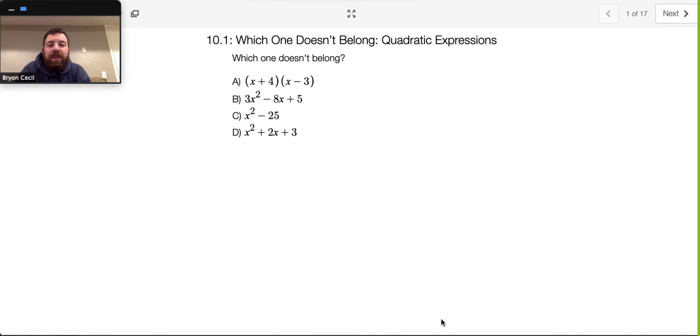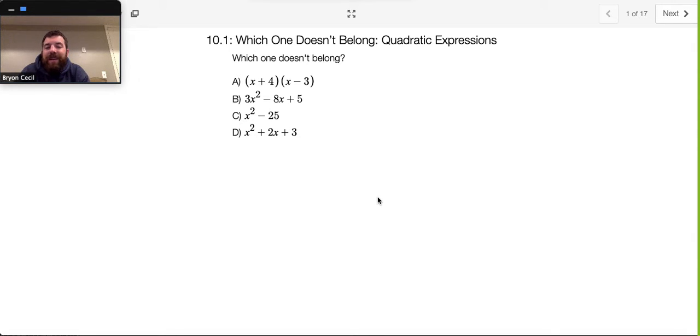All right. Which one doesn't belong? Okay, so again, these are one of those where there's really no right answer. Or let's take that back. They're all right answers. There's no wrong answer. So we could say, with A, why doesn't it belong? It's in factored form. The rest are in standard. What about B? B is the only one that has an A value that is greater than 1. All the other three, A, C, and D, would have an A value of 1. What about C? Well, C's missing a B. So maybe you said C's the one that doesn't belong because it's missing a B.